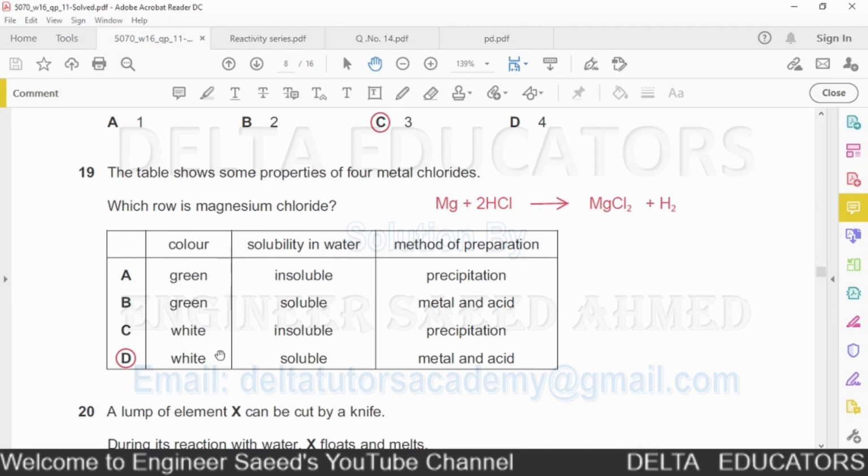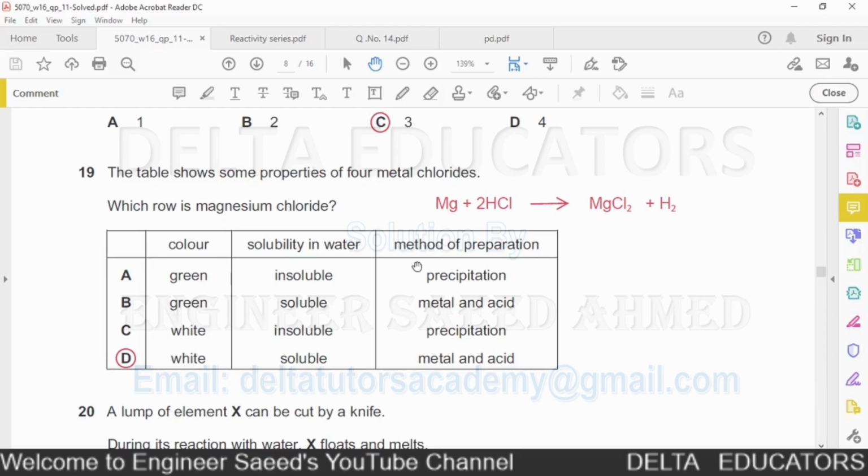Magnesium chloride is white in color, it is not green. A colored compound we get when a transition metal forms a compound. Magnesium is not a transition element, so it will not be colored. It is white. So here possible options are C and D. Now next column, solubility in water. Magnesium chloride is an ionic compound, and ionic compounds are soluble in water, so definitely it is soluble in water. Now soluble is given in option D, so the correct option is option D.